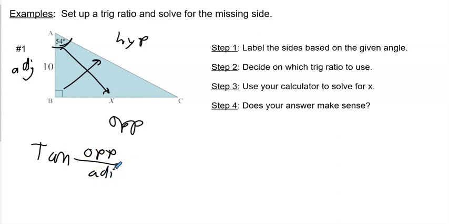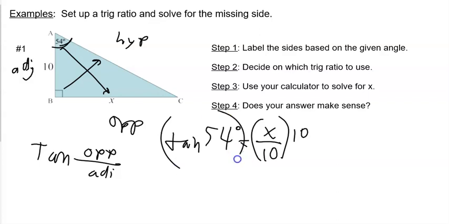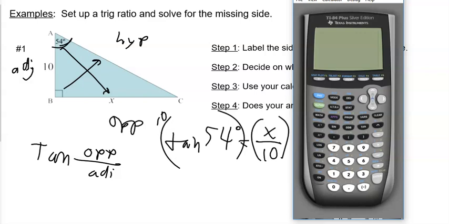Now, what is our angle? The tangent of 54 degrees equals opposite, that's our unknown, over our adjacent side, which is 10. And now we solve like we learned previously. X is on the top, so we multiply by 10. So we take our calculator now and type in 10 times the tangent of 54. And that's 13.76.